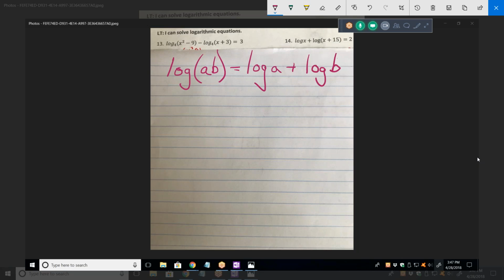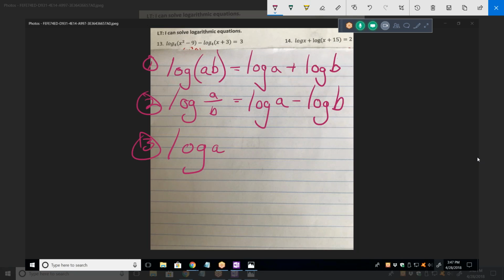Isn't division just subtraction? Yep, that's rule number 2. The log of a divided by b equals the log of a minus the log of b. Notice you never do the same on the right side as the left side. Always different. If I'm dividing, I'm subtracting. If I'm multiplying, I'm adding. And perhaps the most important rule is this one. The log of a to the b power equals b log a. Notice I'm multiplying on the right, and I was exponentiating on the left.